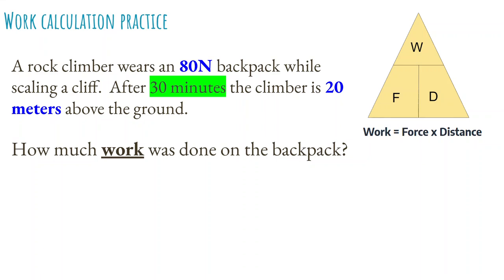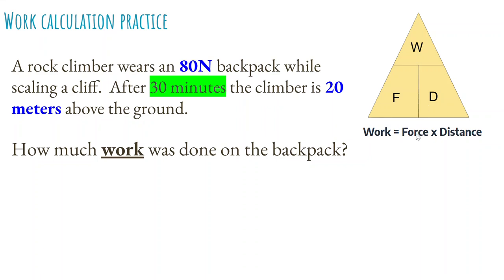After 30 minutes, the climber is 20 meters above the ground. How much work is done on the backpack? So here's our question. Always make sure you know what's being asked. How much work is being done on the backpack? Well, work is force times distance. So I need force and I need distance, right? So let's go back to the problem. Can we find force? A rock climber wears an 80 Newton backpack while scaling a cliff. Well, there's our force right there. 80 newtons of weight that backpack has.